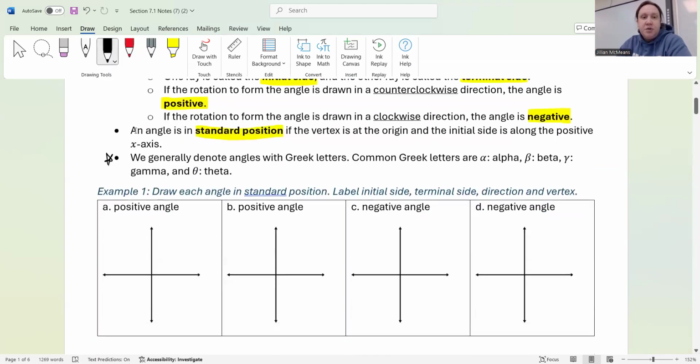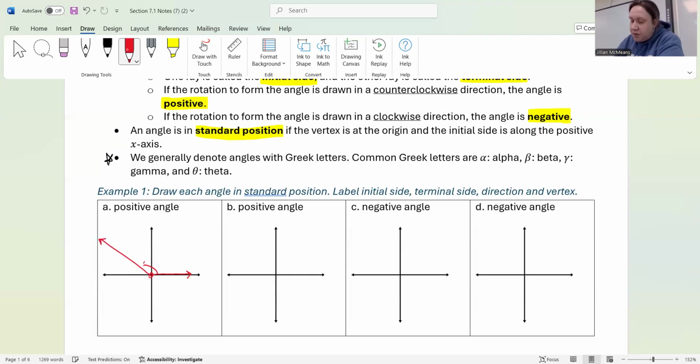All right, our first example just says draw each angle in standard position, label the initial side, the terminal side, the direction, and the vertex. I've left this open-ended. We technically don't know how to measure angles, so we're just going to draw generic positive, generic negative, okay? So for our first positive angle, we want our vertex to be at the origin. We want the initial side to be on the positive x-axis. And for this to be a positive angle, we have to open in the counterclockwise direction.